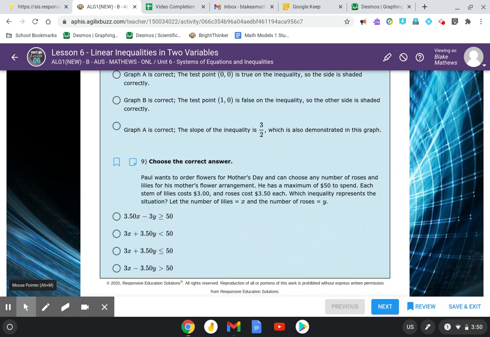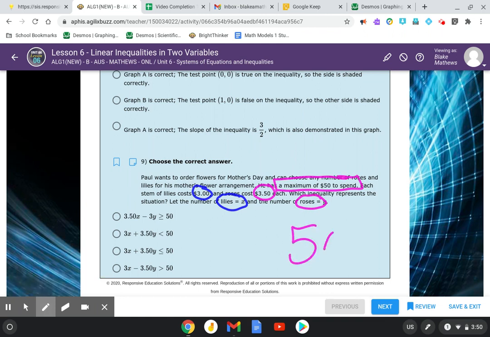it says Paul wants to order flowers for Mother's Day, and can choose any number of roses and lilies for his mother's flower arrangement. He has a maximum of $50 to spend. Each stem of lilies costs $3 and roses cost $3.50 each. Which inequality represents the situation? All right, just to get you started. X is lilies. This is the cost of lilies. Y is roses. This is the cost of roses. So that's the first thing you need to look for in the equation to make sure those are together. And then it says that it is a maximum of $50.